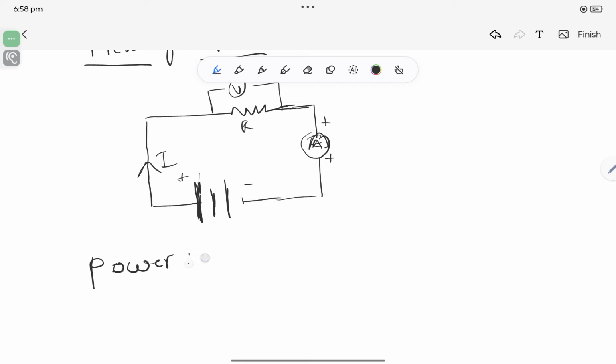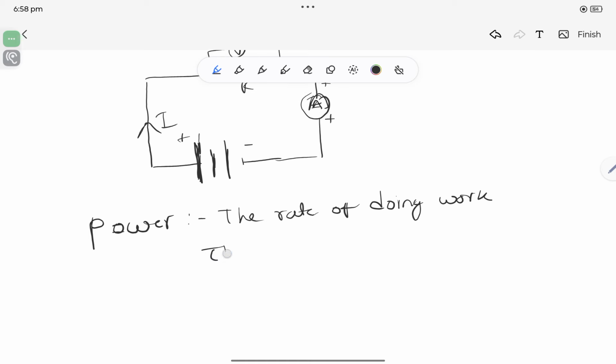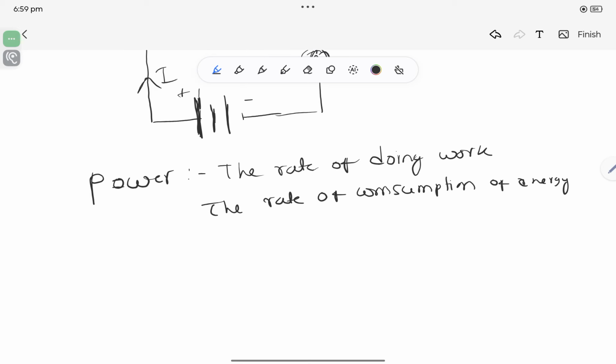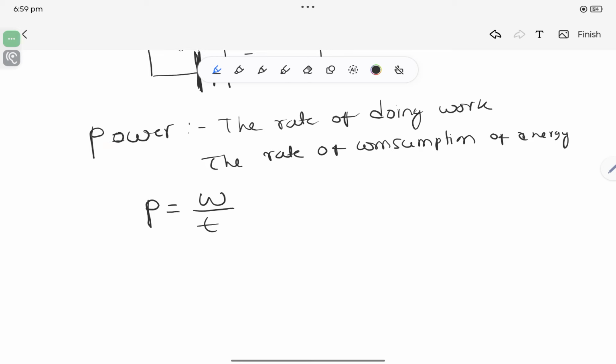Power is, as we already discussed in the previous classes, the rate of doing work. Here, it is the rate of consumption of energy. So according to the definition, power is equal to W by T. Here P is power, W is work done, T is time.